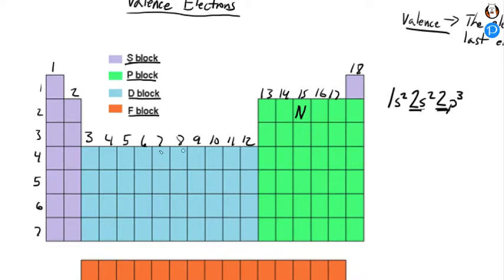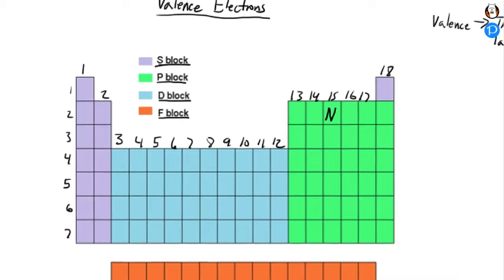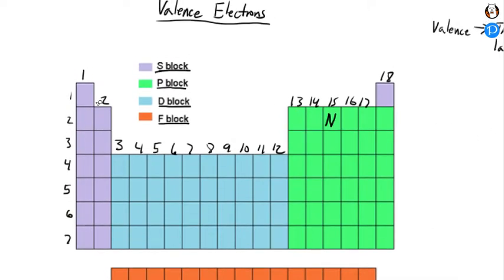We could do that for any of these elements. Now, some patterns develop within the periodic table. We talked the other day about how the periodic table breaks up into periods. These are our period numbers here: period 1, period 2, period 3, period 4, and so on.